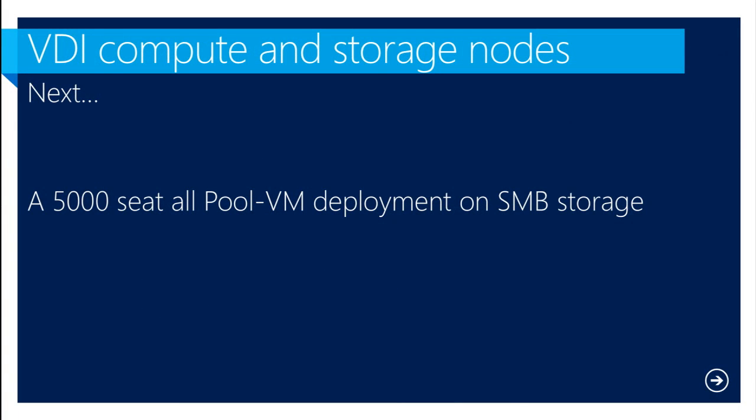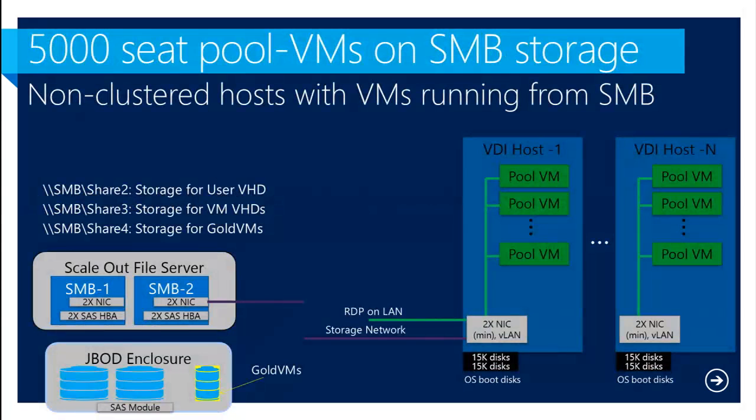Next, let's move to the same deployment, but without the local storage, all using centralized storage. Okay? Similar picture to the previous one, just that the hypervisors don't have local storage for the VMs, because all the VMs are running off the network, off the SMB server, right?